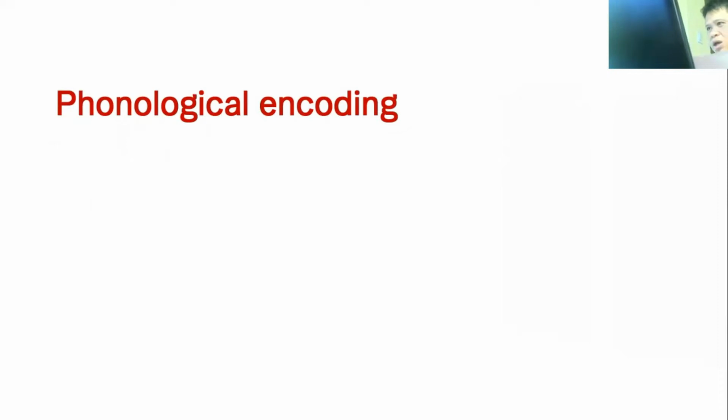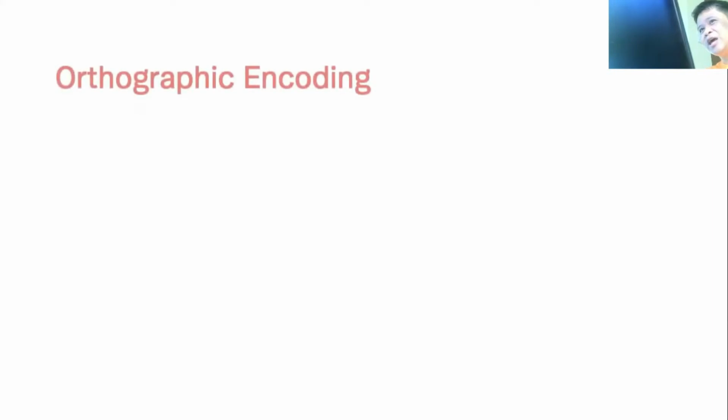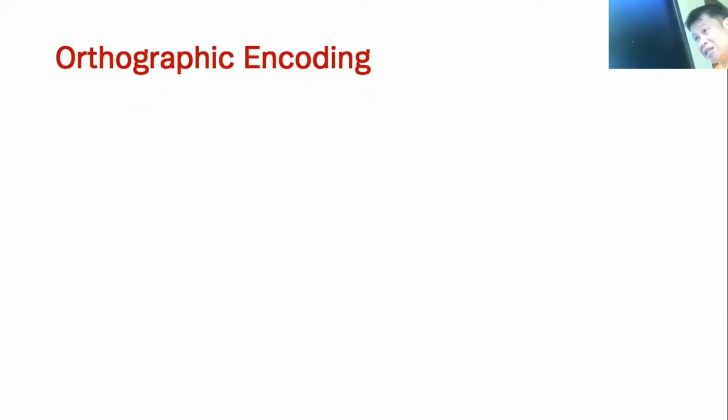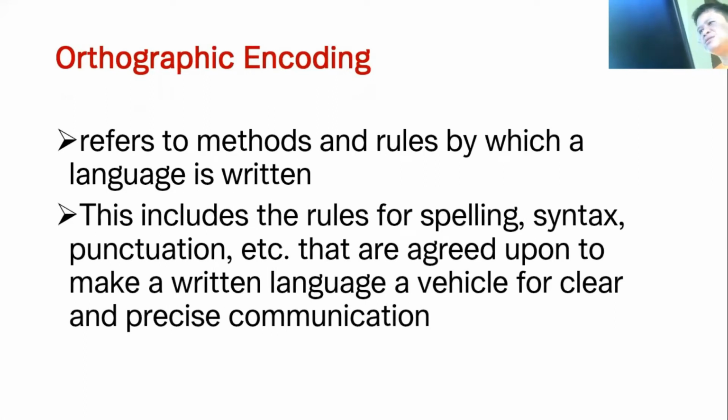When you say phonological encoding, it is the production of sounds used in spoken language. This is if the kind of language that we have is a spoken one, right? Oral communication. If it is written, then we undergo what we call orthographic encoding. It refers to methods and rules by which a language is written. This includes the rules for spelling, syntax, punctuation, etc. that are agreed upon to make a written language a vehicle for clear and precise communication. That is orthographic encoding. For written language, it's orthographic; for spoken language, it's phonological encoding.